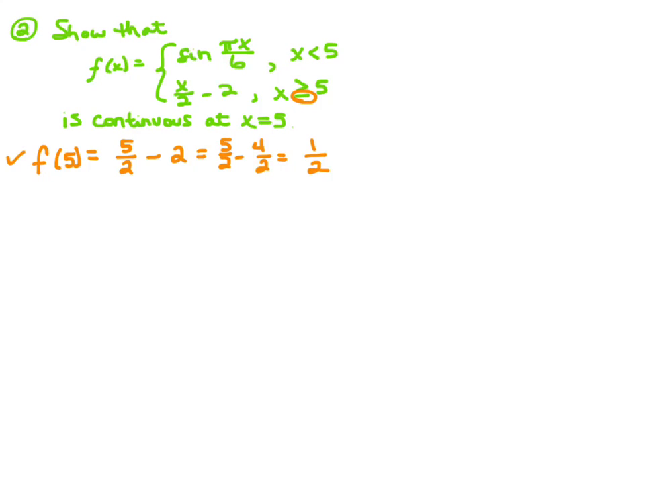So I've got the function value, it exists. Now I need to find the limit and see if it exists. And if the limit exists, that means that the limit as x approaches 5 from the left of f of x would be equal to the limit from the right. And let's see, the limit from the left, if I plug in 5 to my first piece, I have sine of pi times 5 over 6, and I want that to be equal to the limit from the right, which would be 5 halves minus 2, plugging 5 into the second piece.